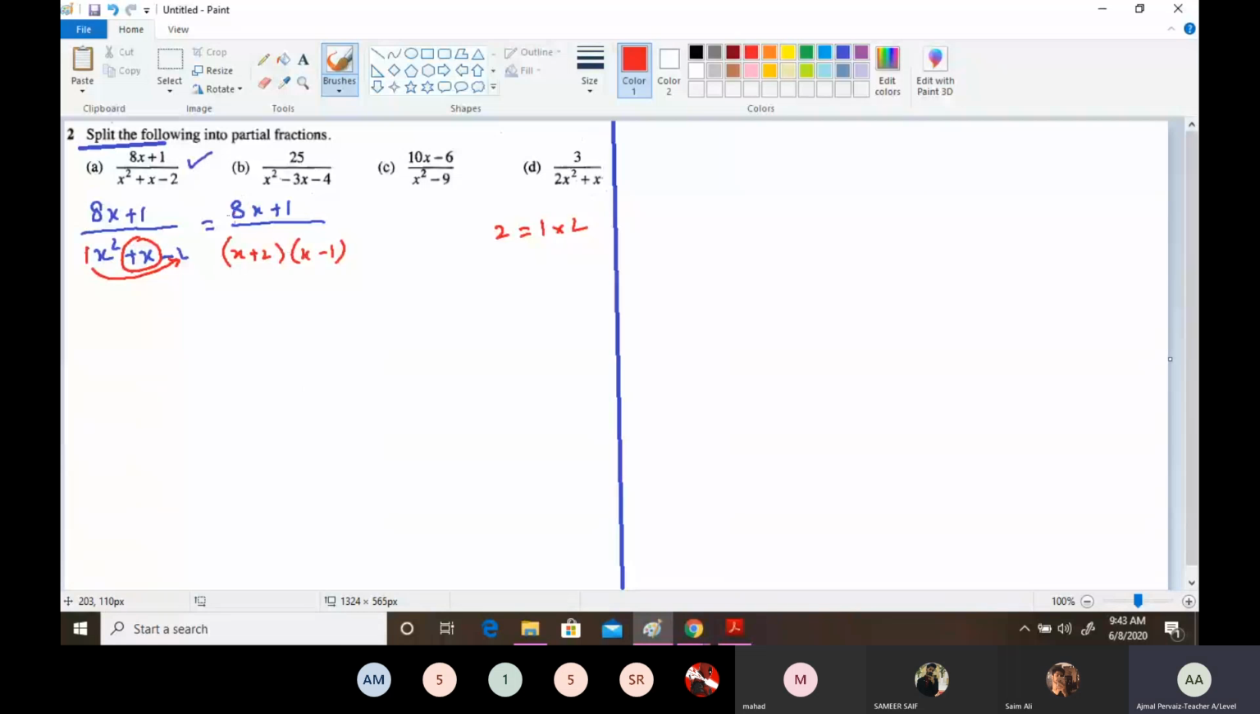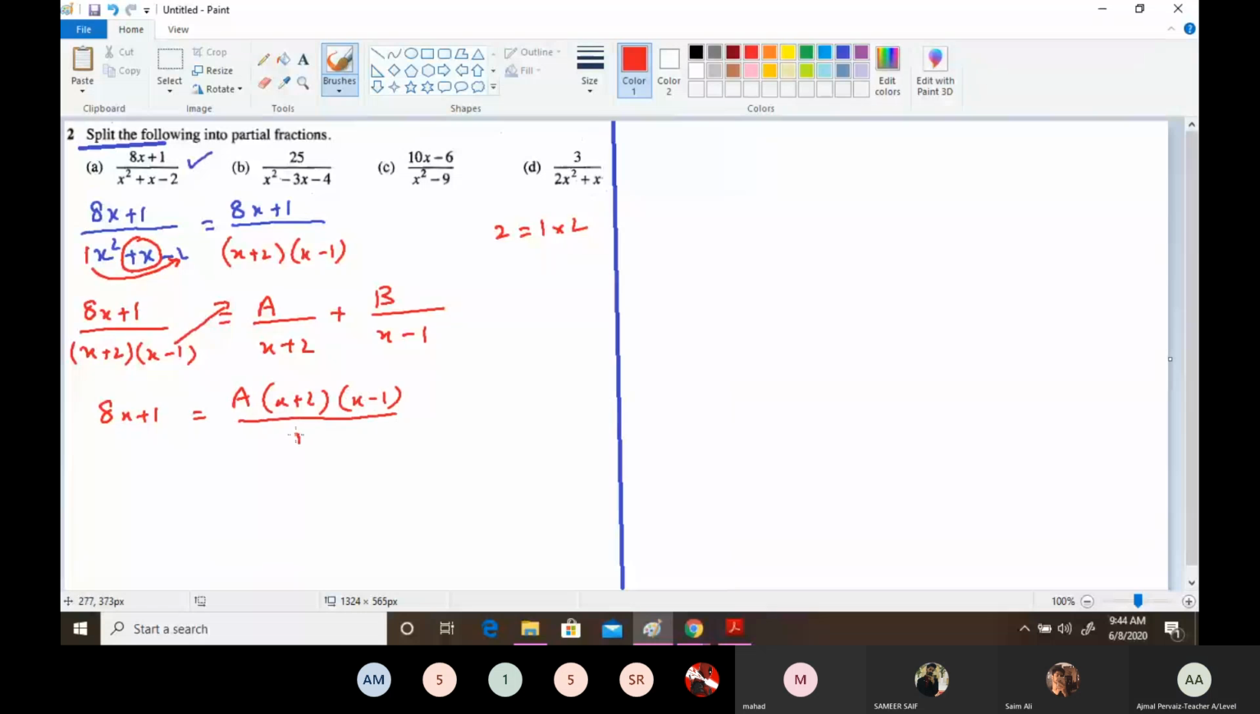Yes sir. Okay. Now after this, the question starts, which we have done in the previous question. We have to split it into 2: A over x plus 2 and B over x minus 1. Now this denominator will go to the other side and will be multiplied. A times (x plus 2)(x minus 1) over x plus 2. Similarly with B as well: (x plus 2)(x minus 1) over x minus 1. Is it fine, Saim? And the rest of the people?